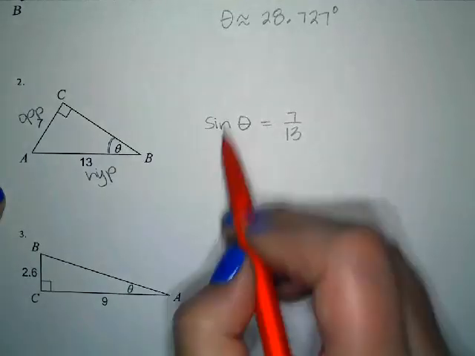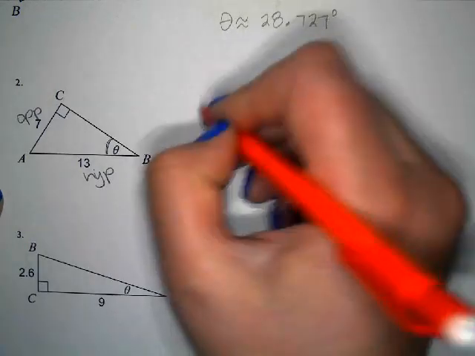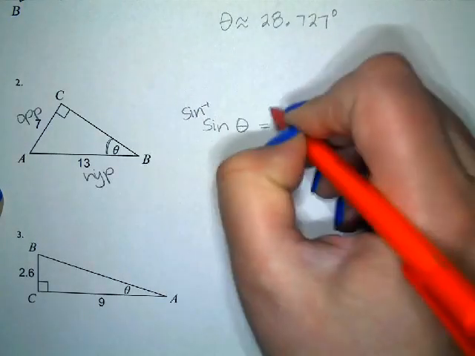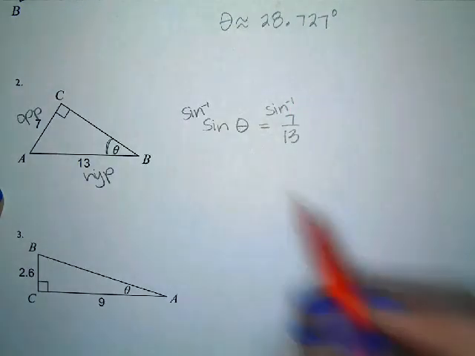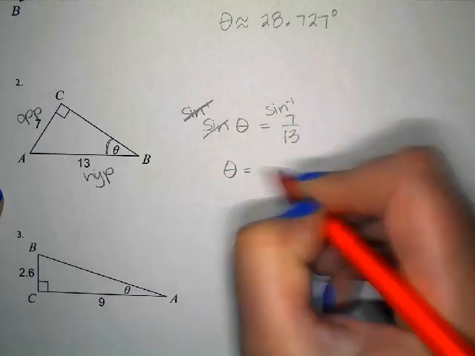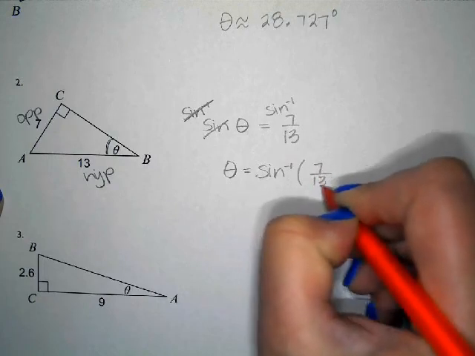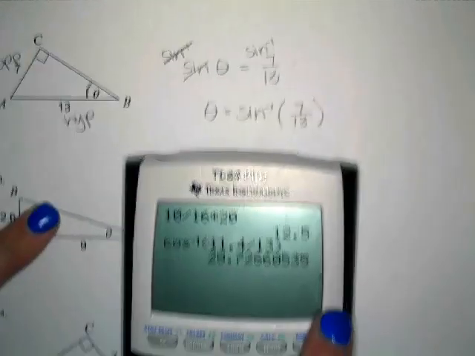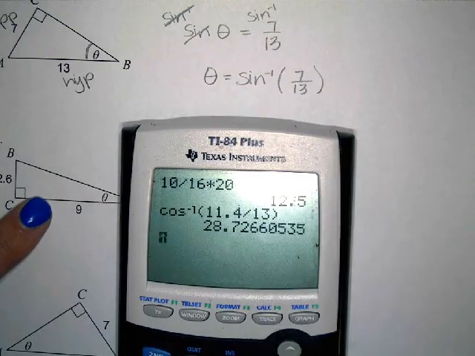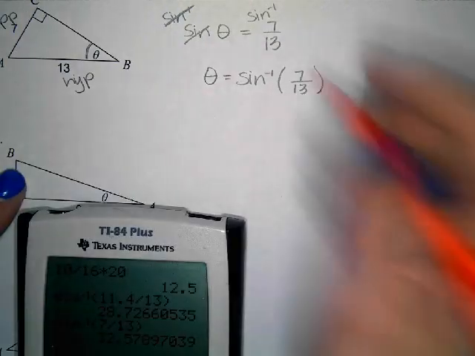And so we have to get rid of sine. How do we get rid of sine? We do sine inverse. Yeah, we do the -1. Sine inverse and sine cancel each other out. And we get that the angle is sine inverse of opposite over hypotenuse. And so now I'm going to type into my calculator second sine of opposite over hypotenuse. So my angle is 32.579 degrees.